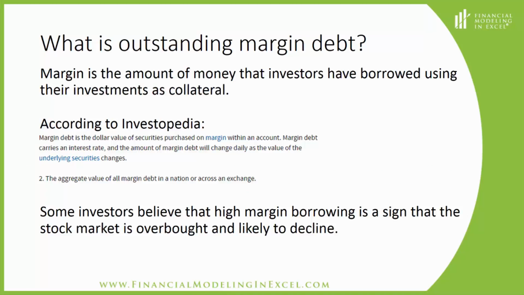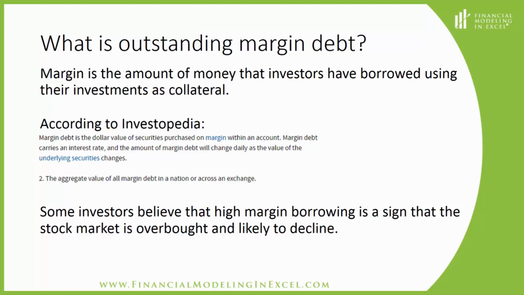Margin is the amount of money that investors have borrowed using their investments as collateral. According to Investopedia, margin debt is the dollar value of securities purchased on margin within an account. Margin debt carries an interest rate, and the amount of margin debt will change daily as the value of the underlying securities changes. Or another definition: the aggregate value of all margin debt in a nation or across an exchange.